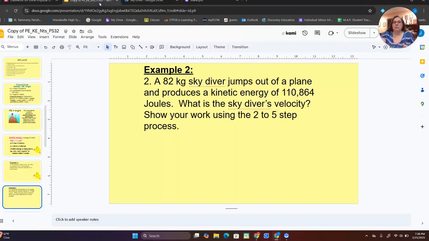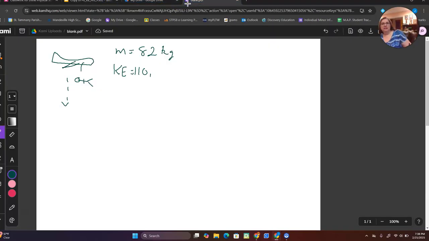110,864 joules. That's their kinetic energy. I want to know, what is their velocity? Okay, so we're going to do a little bit of algebra first. I'm going to write down my kinetic energy equation, KE equals 1/2 mv squared. And remember, sometimes if you don't want to write KE, you can just use K. That stands for kinetic energy as well. And I want to do the math to get velocity squared by itself. That's the first step. If we are doing the order of operations, we have to follow a certain step.